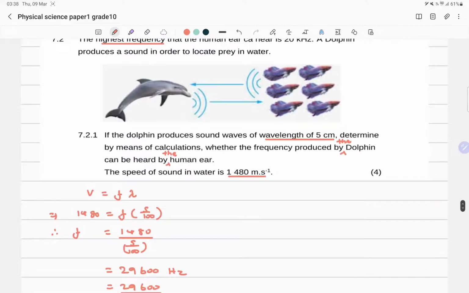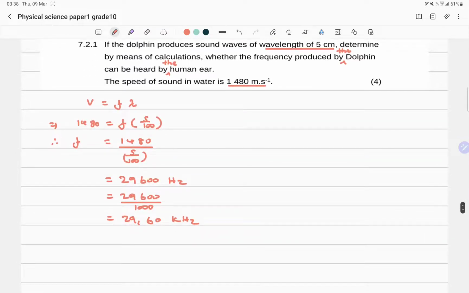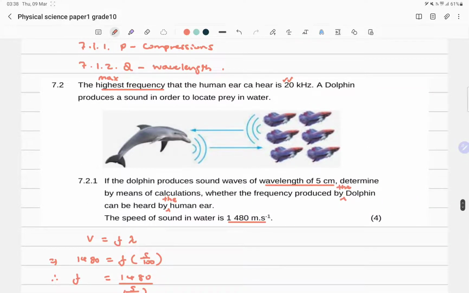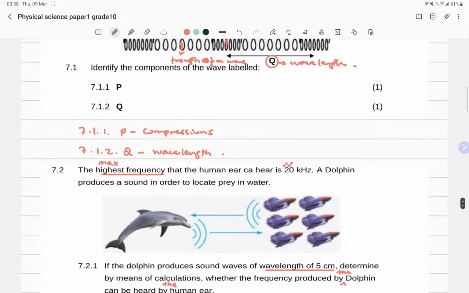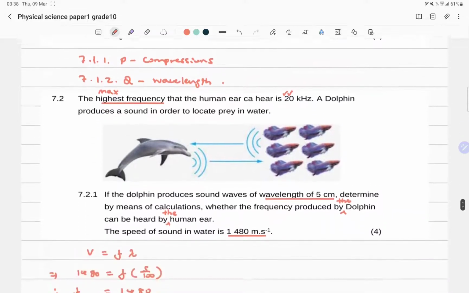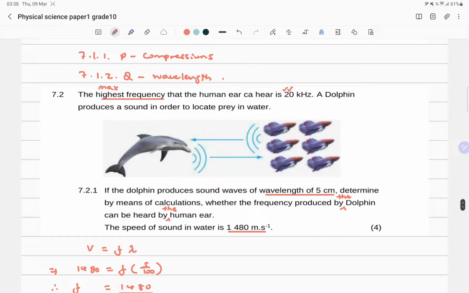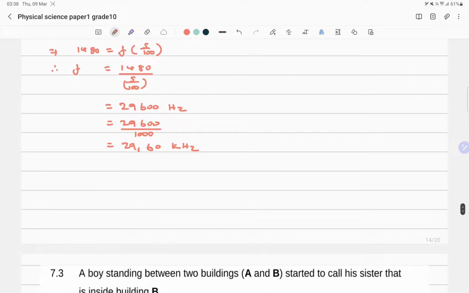Let us just be sure. Yes, so kilohertz. Now this is way higher than the maximum, so that means the human ear cannot hear this one with clear quality. It would just be noise. Anyway, so that is the story. It means the human ear cannot hear that because it is beyond maximum.